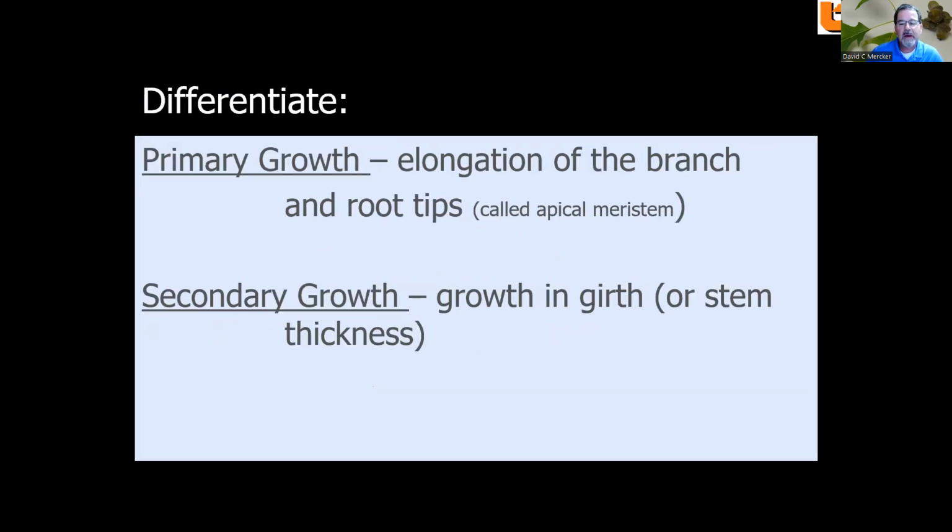So we need to differentiate, as we get started, the difference between primary growth and secondary growth. Primary growth is that growth that occurs on the tips of the branches and/or the roots. This is called the apical meristem region. So it's growth that occurs as the crown expands and as the roots expand outward and downward. Secondary growth occurs only after primary growth has occurred, and that's the growth that occurs in the girth, or the thickness, essentially, of a stem or a root. So we've got primary growth and secondary growth.